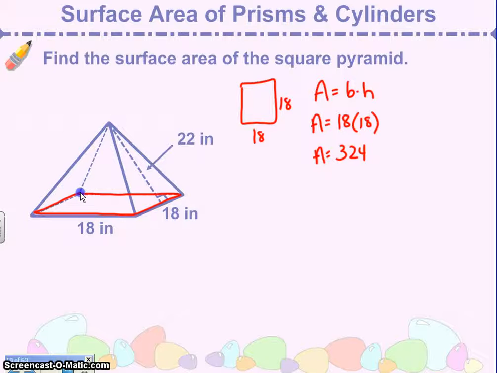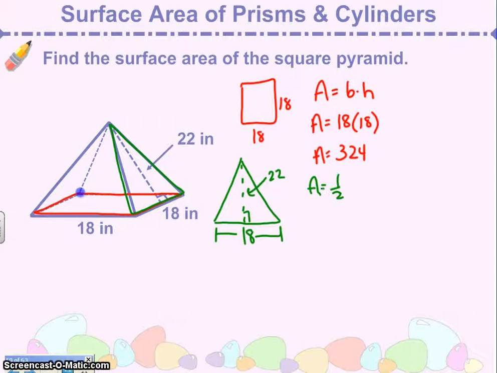Let's move on to the other 4 faces, which we already mentioned are going to be these congruent triangles on the sides. So my triangle is going to look like this. It's going to have a height that runs down the center of 22. And I know that the base of that triangle is going to be the same as the sides of my square. The area formula for a triangle is 1/2 base times height. Don't forget the 1/2, guys. A lot of you forget that part. So 0.5 times 18 times 22 gives me an area for one of my triangles of 198.